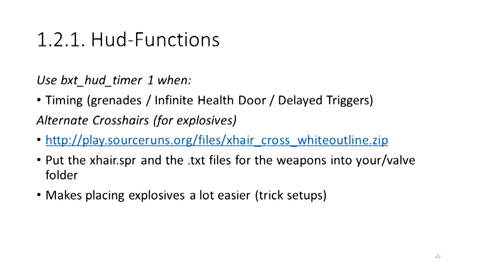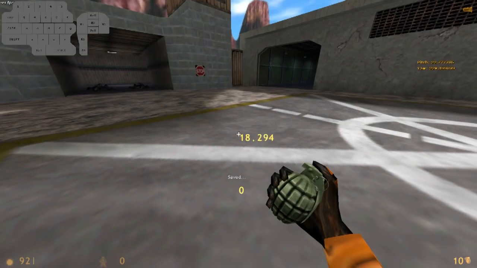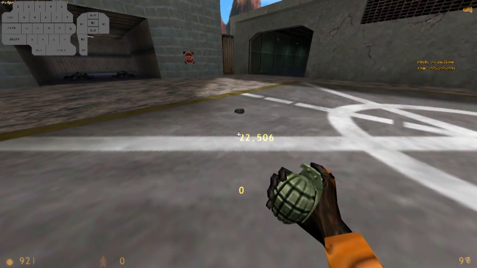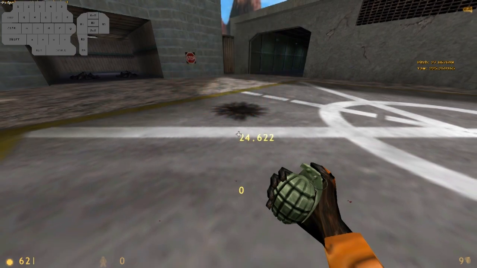Maybe not as important, but also useful is the BXT HUD timer 1 command for monitoring timing. This I find especially useful for grenades, which are exploding exactly after 3 seconds.